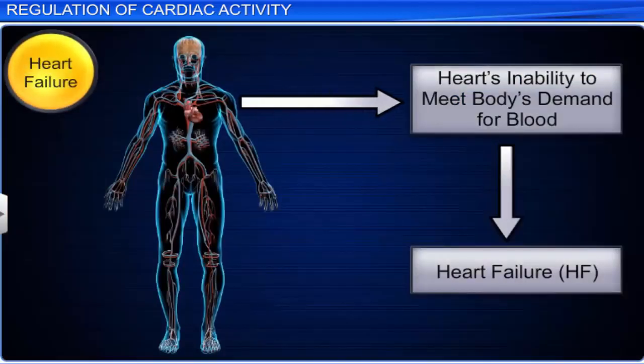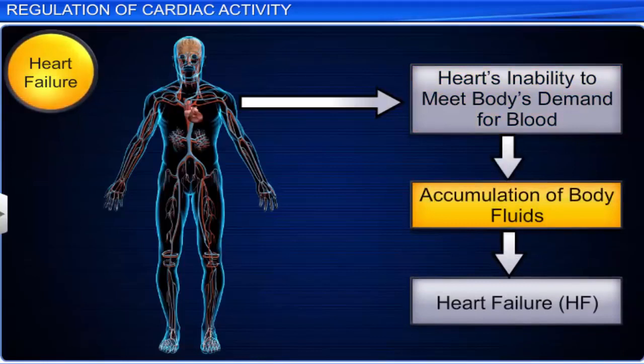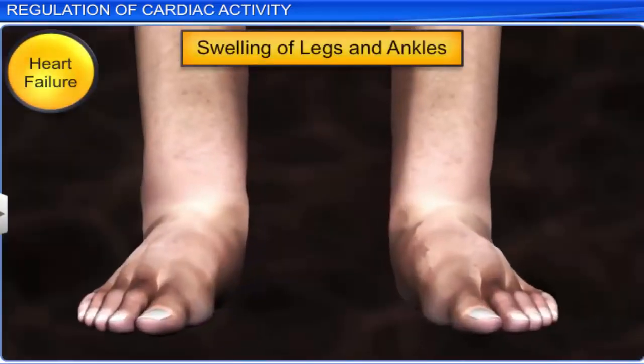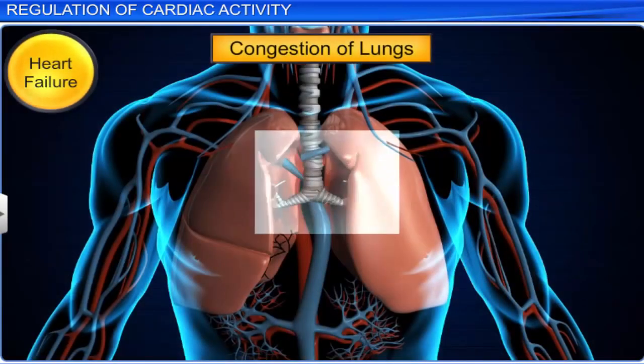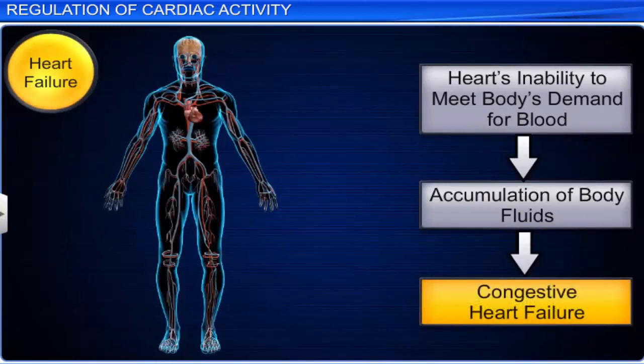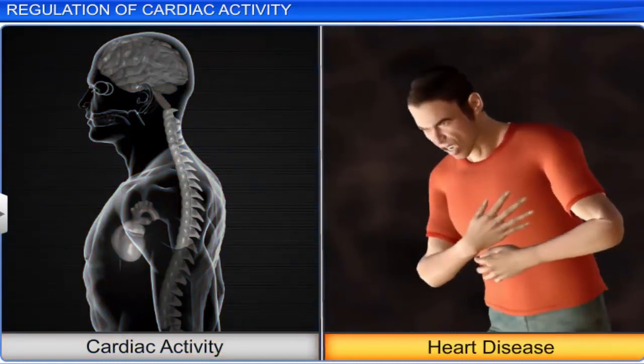In contrast to cardiac arrest, heart failure, or HF, is caused due to the inability of the heart to pump enough blood to meet the body's demands. This can result in the accumulation of body fluids, often leading to swelling of the legs and ankles, and also congestion of the lungs. Hence it is called congestive heart failure. Thus, cardiac activity is well regulated, and any deviation from normal activity may lead to heart diseases.